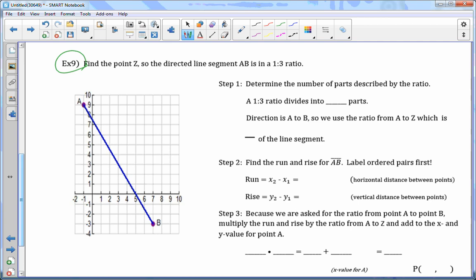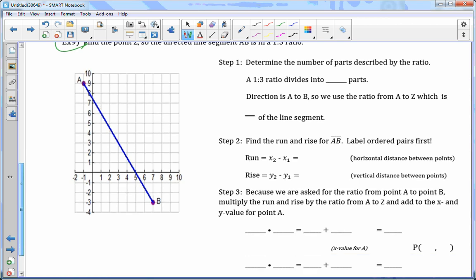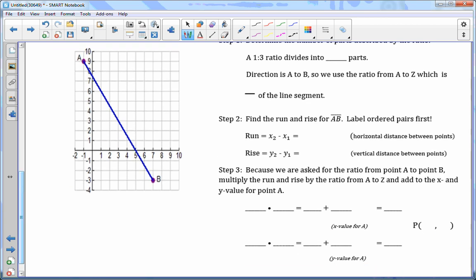Okay, find the point Z. And there's a typo. Later here it says point P. We should keep that the same letter. It should be point Z. That's a typo, so change that to Z.